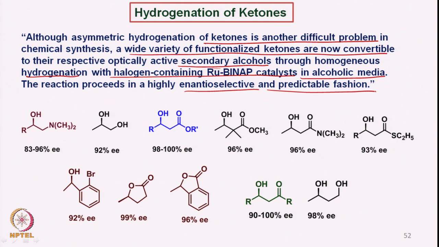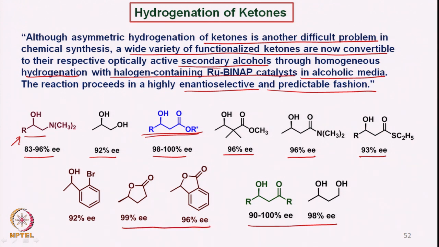This is what is important, and as I have shown here, different types of molecules, depending on R, enantiomeric purity is between 83% to 96%, such as this 92% here. And if this kind of molecule is to be obtained, the enantiomeric ratios range from 98% to 100%, for example 96%, 96%, 93%, and of course different types of other molecules in which one can get the enantiomeric purity as high as 90% to 100% or 98%, and the reactions can be used for the preparation of this kind of lactones also.